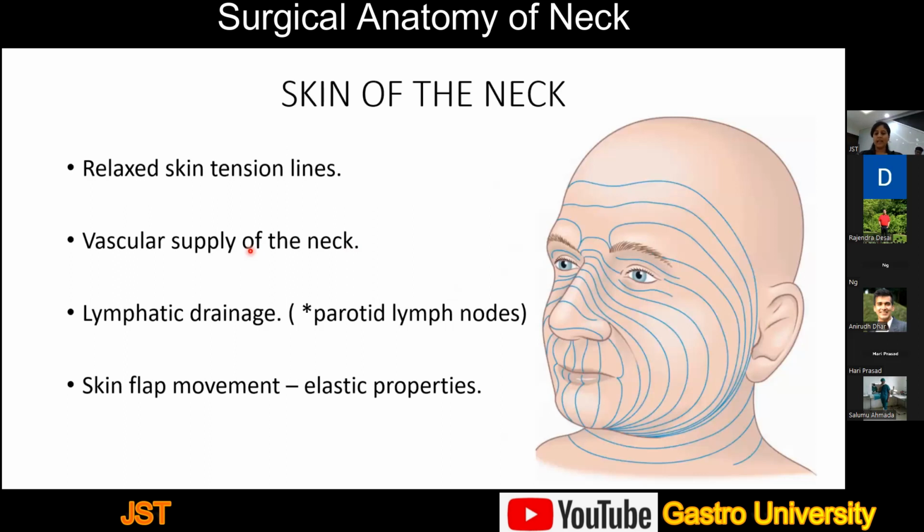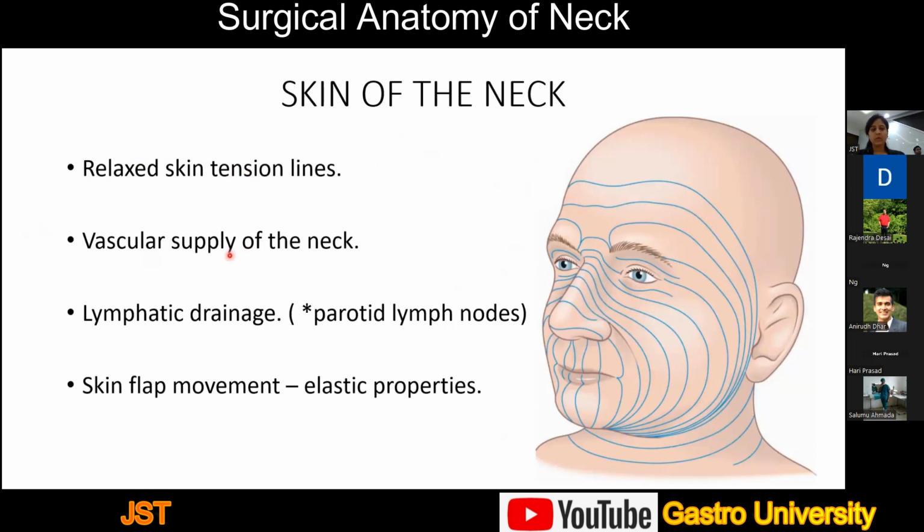Coming to the skin of the neck, we have relaxed skin tension lines which are horizontal on the face and they become perpendicular gradually as they move towards the neck. The importance of these skin tension lines is that any incision along these lines will give a cosmetically acceptable scar.